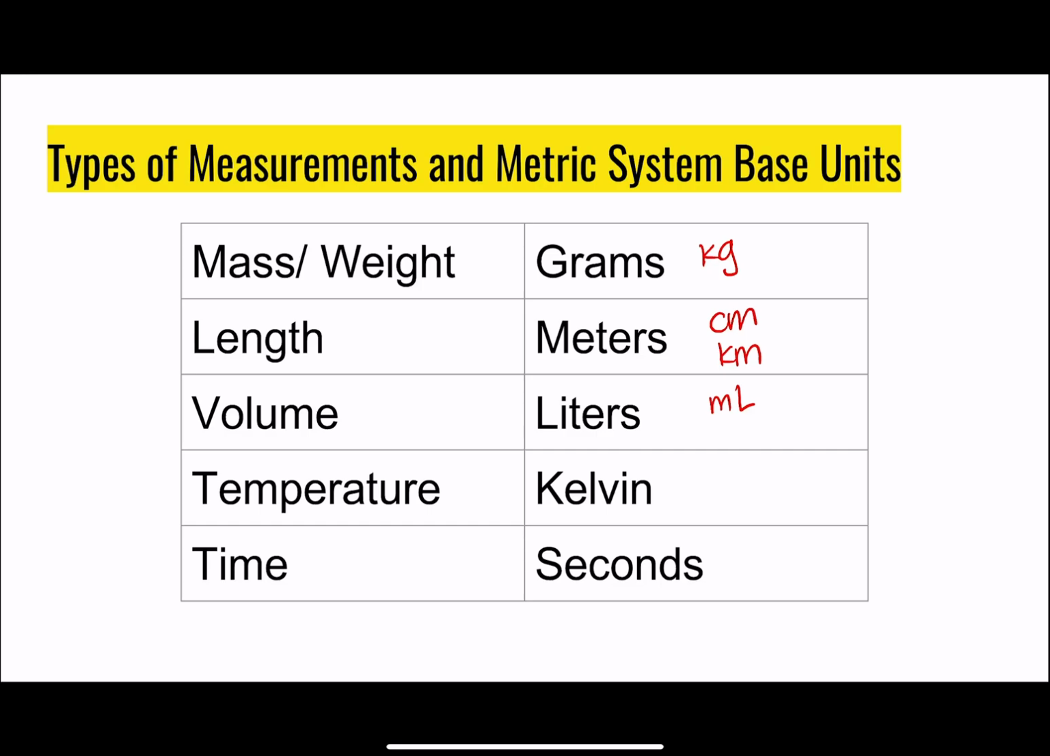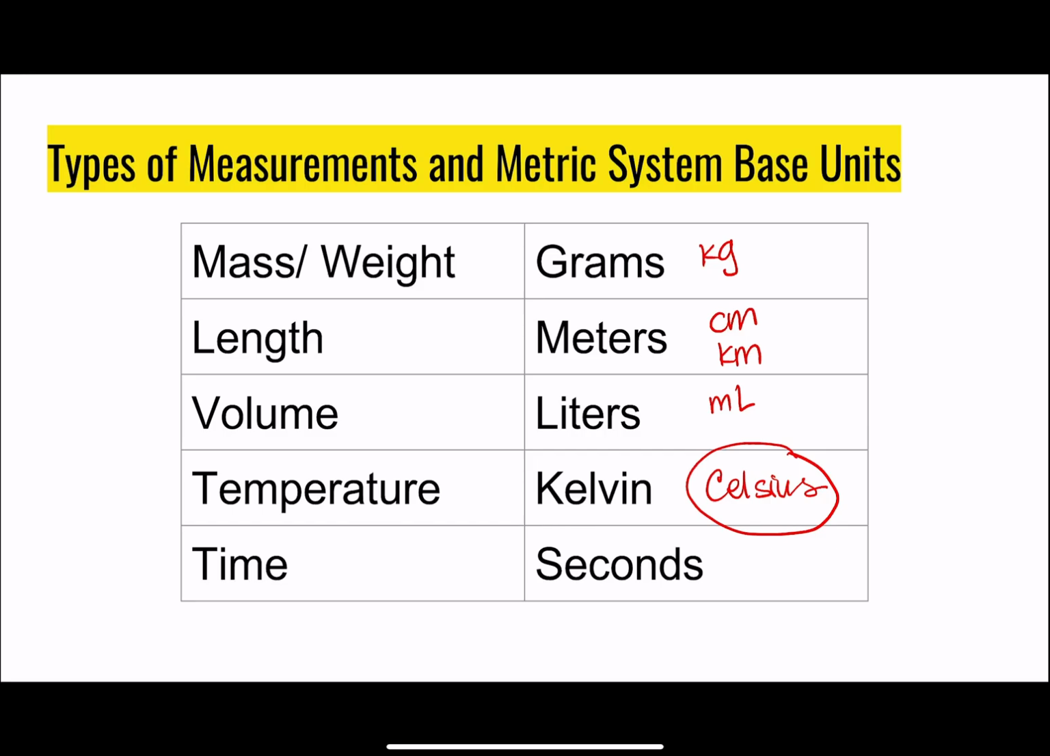Now, temperature. The metric unit is Kelvin, but that is not what people usually use. They usually use Celsius. So even for us, we're going to use Celsius. Most thermometers use Celsius, but there's a handy little conversion to convert to Kelvin. But for right now, we'll use Celsius.